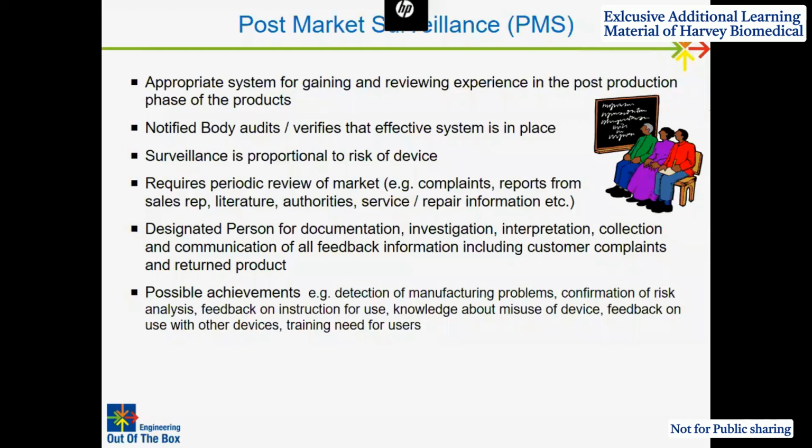It requires periodic review of the market, for example complaints, reports from the sales representatives, literature, authorities, service and repair information, etc. All of these we have to monitor. Why? Because once the product enters the market, we have to check our product performance, how it is doing, and verify if any modifications or upgrades are required in our product, and if there are any complaints. Any literature we have to review, any authorities' obligations with respect to our product, or any new requirements expected from the market or from the regulations. All these things we have to verify.